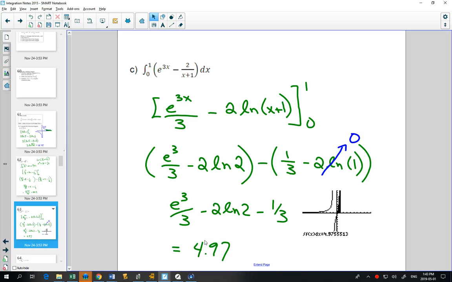I got 4.97. If you have a graphing calculator and you want to check if that works, you could type that into your calculator as well. And I've got a little picture of the graph showing that it also comes up as 4.9. I guess it's 4.98 if we're rounding correctly. Good save.